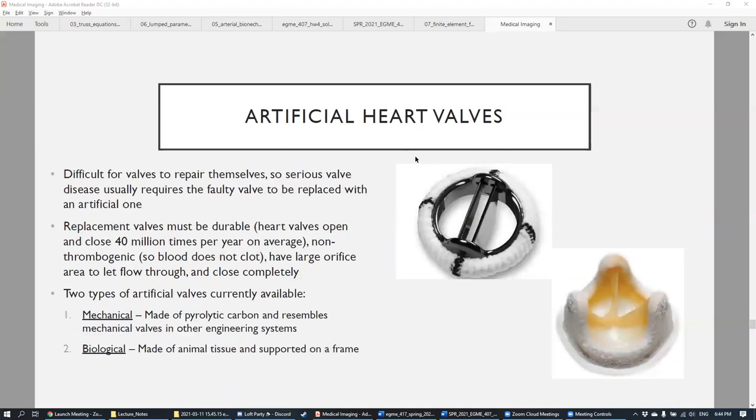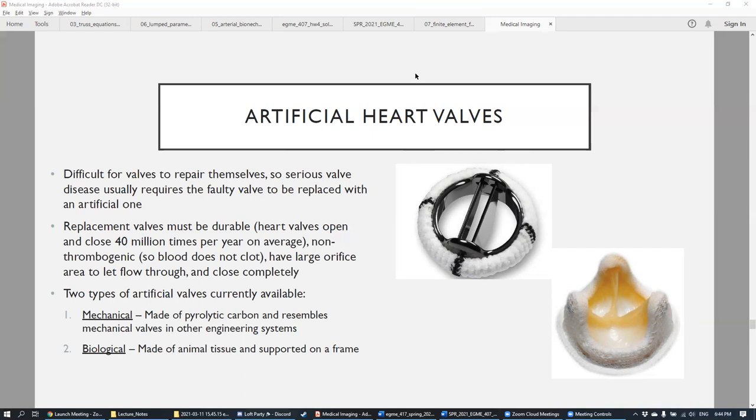If you have valve disease, you can fix this with artificial heart valves. Valves are very difficult to fix themselves, because they're lined with cells that don't have many of the self-repairing properties of other parts of your body. So oftentimes, if you have an issue with your valve, you have to go in and fix it.